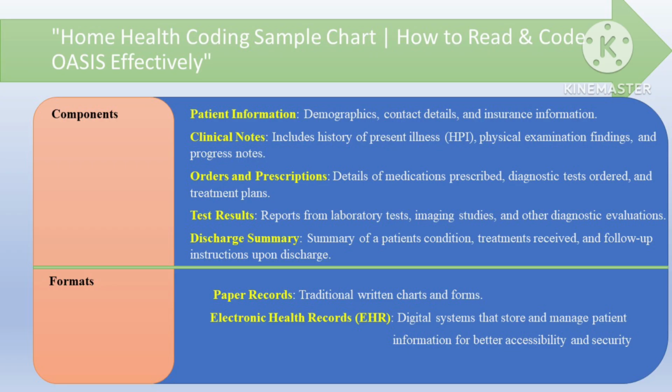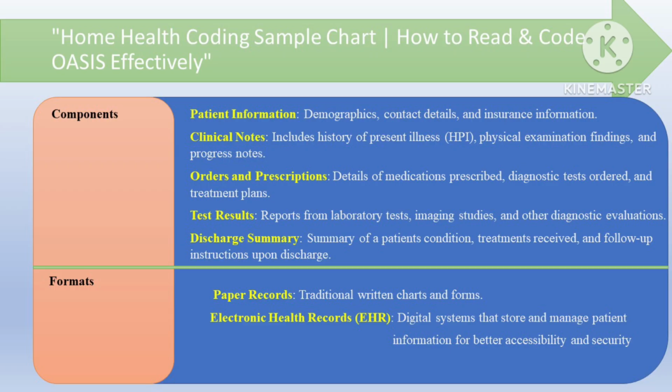Components of the medical record include patient information, which contains demographics, contact details, and insurance information. Clinical notes include history of present illness, physical examination findings, and progress notes. Orders and prescriptions cover details of medications prescribed, diagnostic tests ordered, and treatment plans. Test results are nothing but reports from laboratory tests, imaging studies, and other diagnostic evaluations. And lastly, the discharge summary, which is the summary of a patient's condition, treatments received, and follow-up instructions upon discharge.